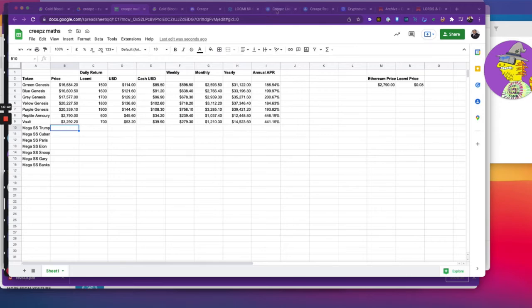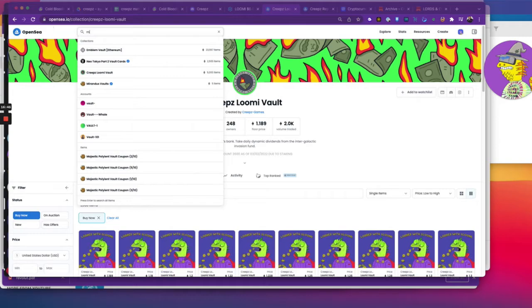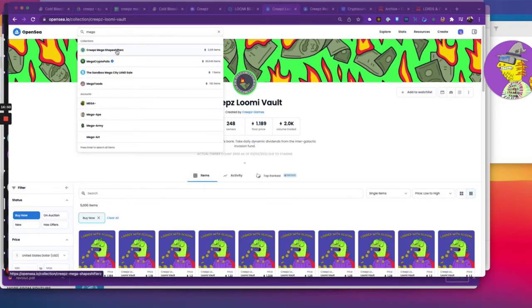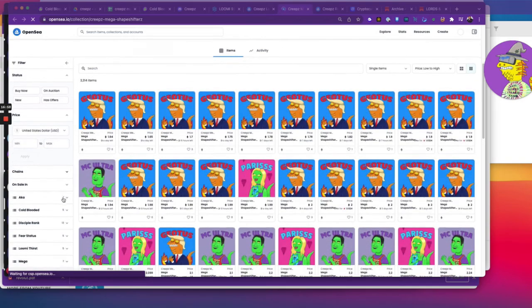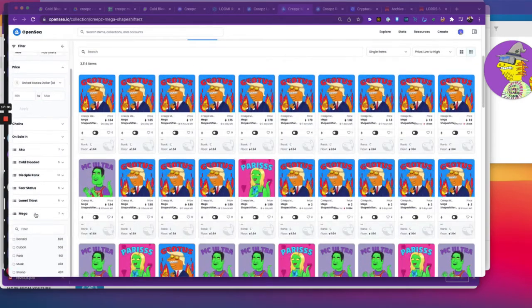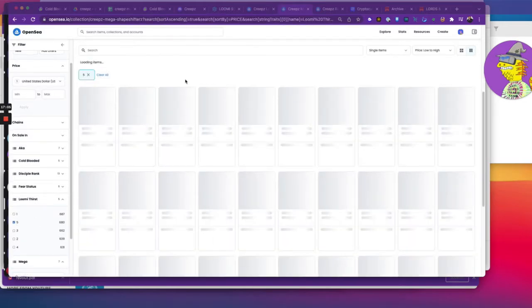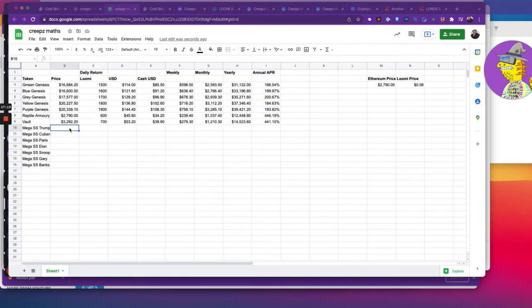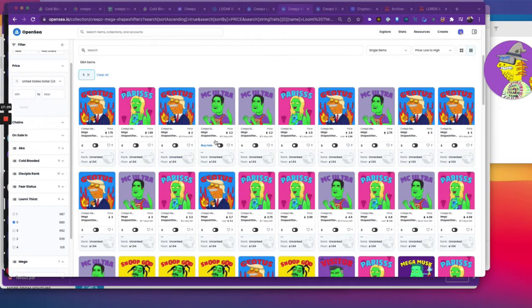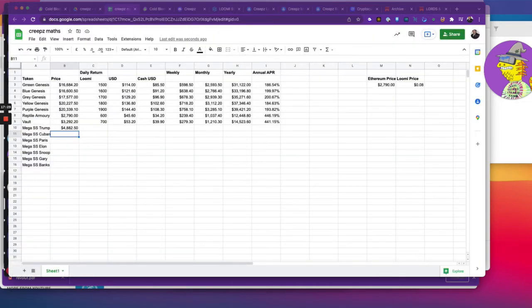So now let's look at the price of shapeshifters, the mega shapeshifters. So Creepz mega shapeshifters. So these ones, if we are to buy them, okay, there you go, a Trump shapeshifter. So let's say we only want the best ones possible. So they would cost 1.75 for a Trump. Okay, so let's put in equals to this times 1.75. And the Cuban would cost us 2.2, equals to this times 2.2.